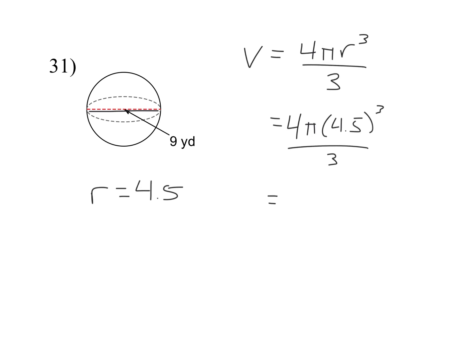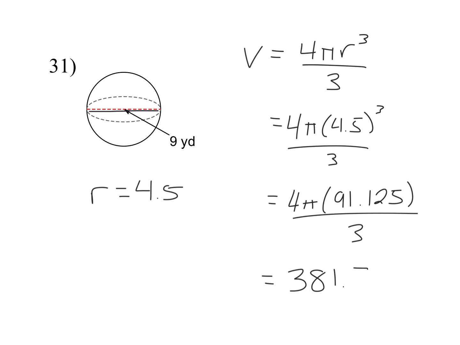So that exponent has to happen first. When you do 4.5 times itself 3 times, you get 91.125 divided by 3, times 4. Yep, what'd you guys get for your final answer? 381.7 yards cubed. Yes, 381.7 yards cubed.